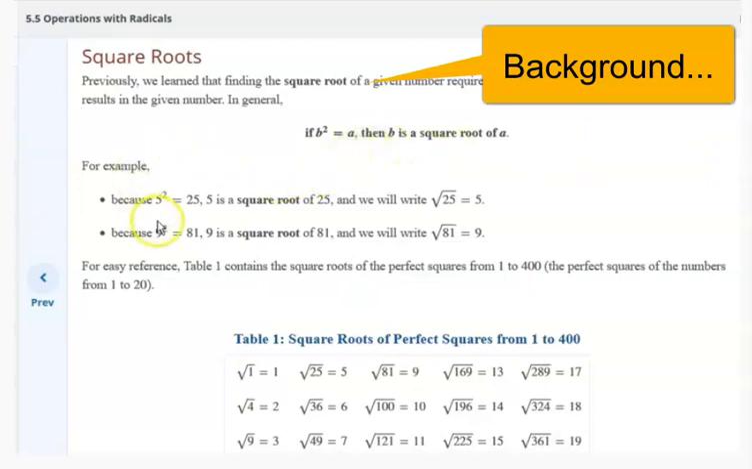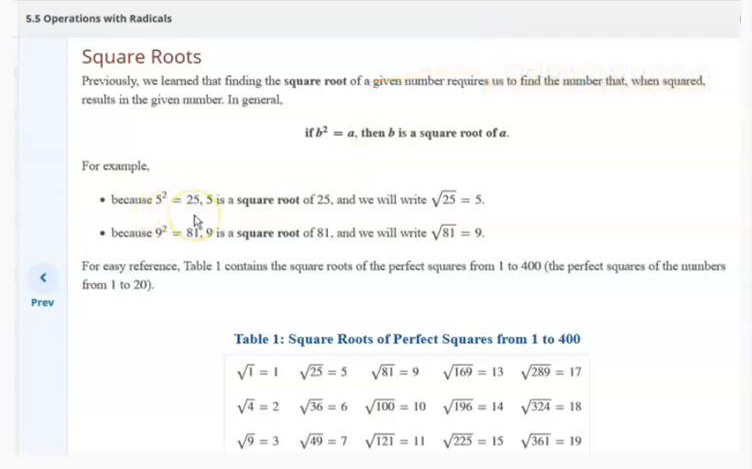Now for background, we see if we square 5, we get 25. So we say 5 is the square root of 25. And we write it, the square root of 25 is 5. And then they give us the example of 9 squared is 81. The square root of 81 we write this way, and that equals 9.